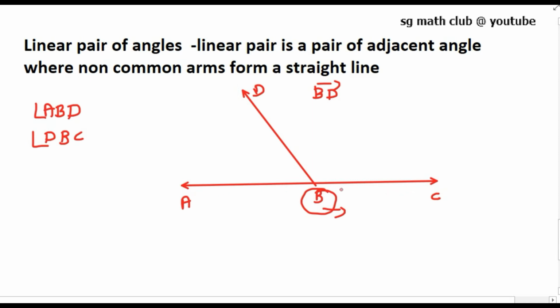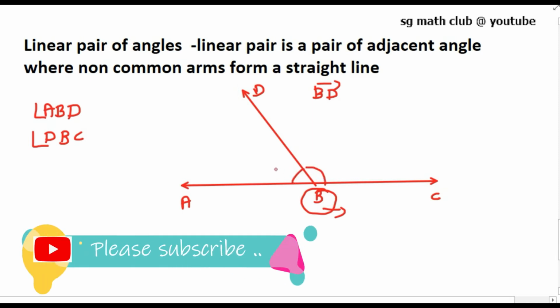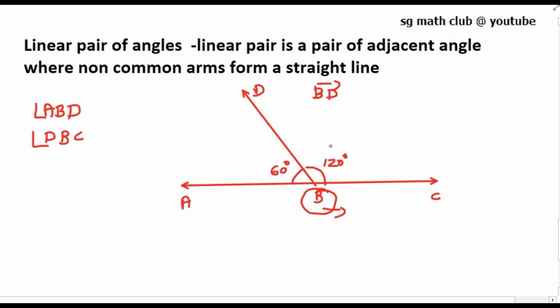You can see that non-common arms form a straight line. Or you can say that when the sum of two adjacent angles is 180 degrees, for example, if this is 60 and this is 120 degrees, the sum of these two adjacent angles is 180 degrees, then they will form a linear pair of angles. So either it is adjacent angles where non-common arms form a straight line, or we can say that if the sum of adjacent angles is 180 degrees, then they form a linear pair.